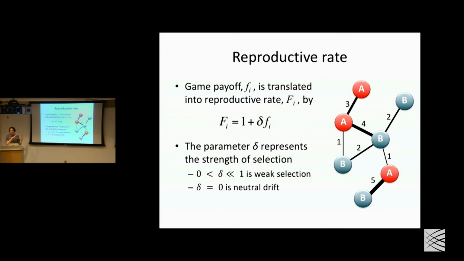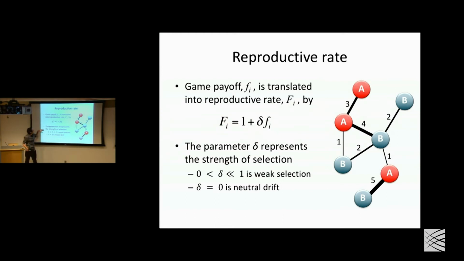Now we need to translate these payoffs into reproduction somehow, and that's going to be the next couple of slides. So first of all, we're going to translate the game payoff into a reproductive rate. And that's going to be given by, if little f_i is the payoff from the game, the reproductive rate, big F_i, is going to be a baseline rate of 1 plus some amount that is determined by the game. And that's scaled by a parameter delta, which we'll say represents the strength of selection.